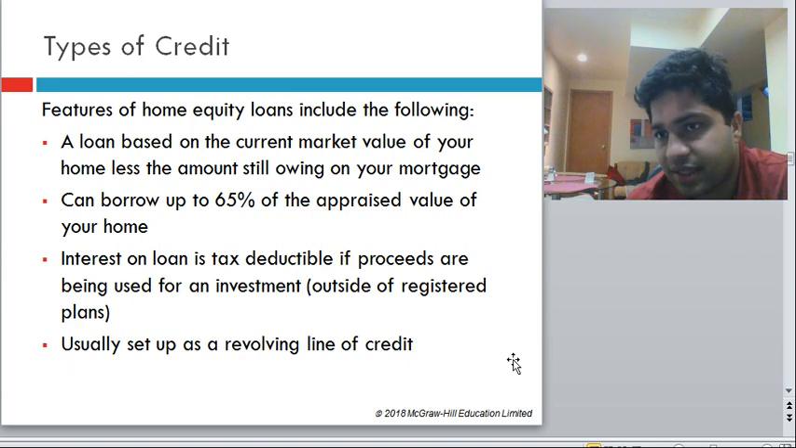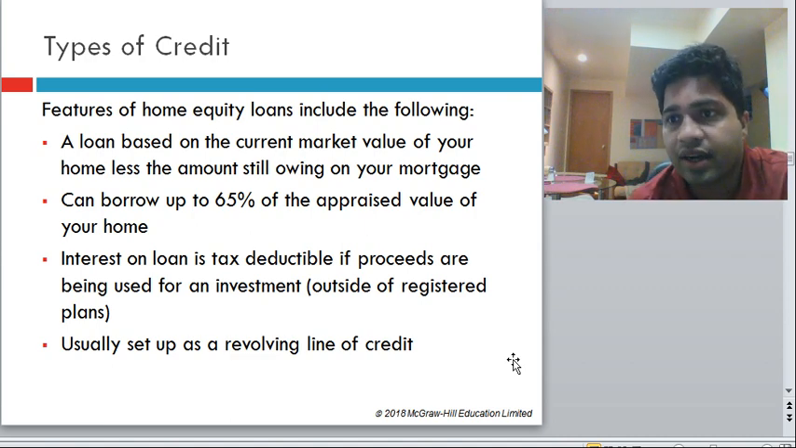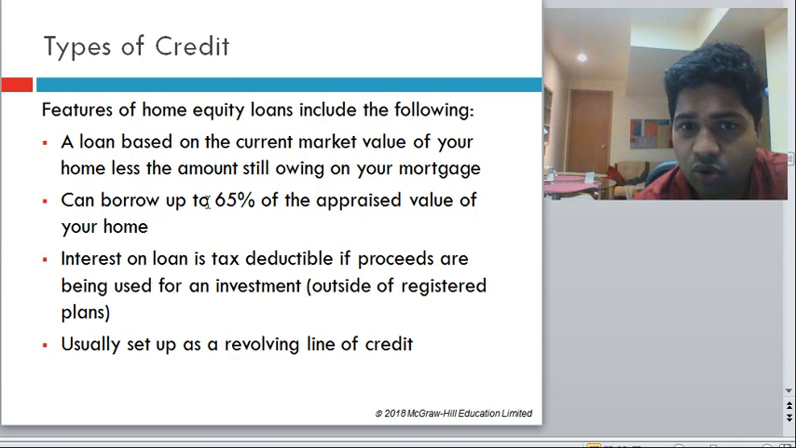I have an apartment that is currently worth around 400,000, and I have a loan on it of around 300,000. So what is my home equity? Home equity is the value of my house minus the value of my loan. So 100,000 will be my home equity. So I can borrow against this home equity. Can I borrow 100%? No. I can borrow only 65% of my home equity.